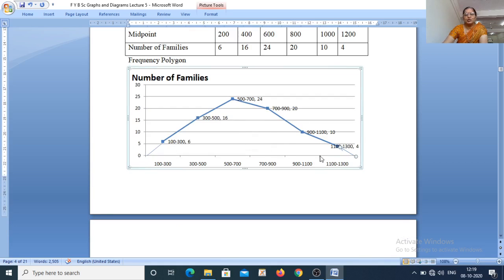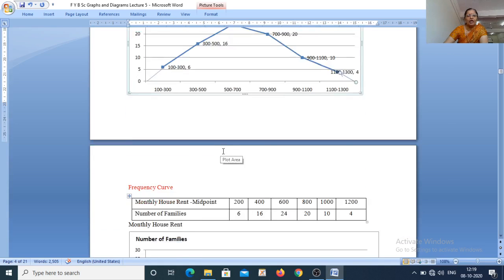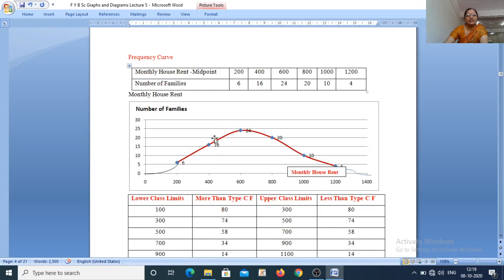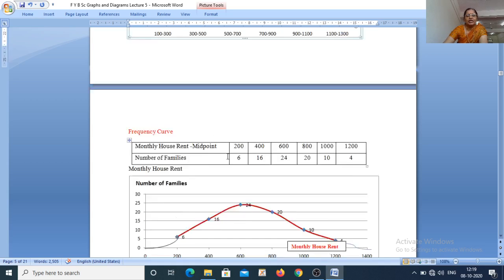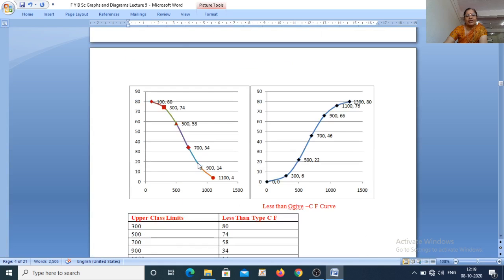If you join these points with a smooth freehand curve, it is called a frequency curve. See, this is the frequency polygon and this is the frequency curve. The points are the same. Here the points are joined with small straight line segments, and this is your freehand curve, where the points are joined in a consecutive manner, one by one. Then this is called a frequency curve. In this way you can have a frequency polygon, frequency curve, histogram, then the less than type of cumulative curve and the more than type of cumulative curve.